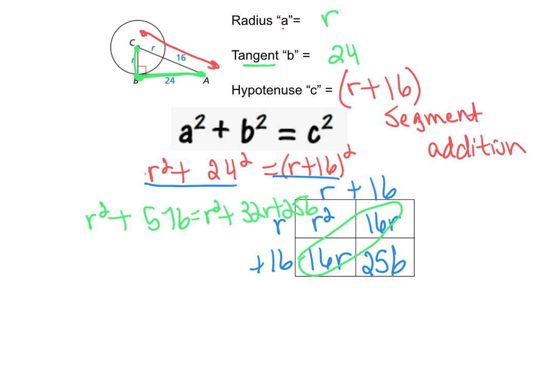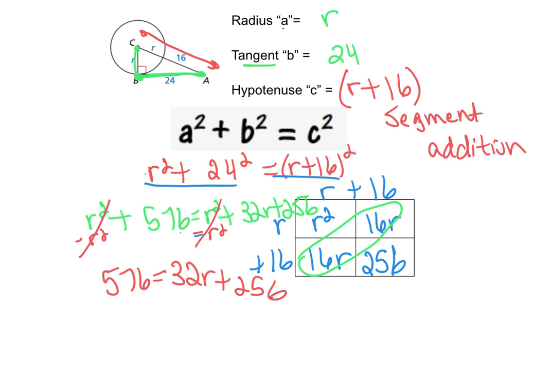Okay, so we need to get r all by itself. Nicely, in the problems we're doing, we have r squared on the left and we have r squared on the right. If we want them to be on the same side, I'm going to subtract r squared from both sides. What that does, whoosh, no more r squared. So now we have 576 equals 32r plus 256.